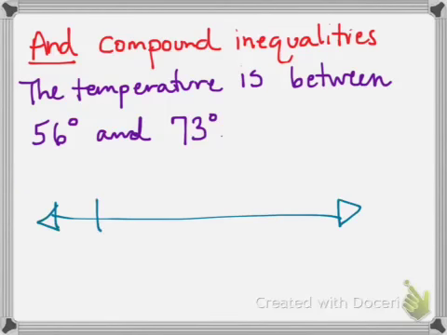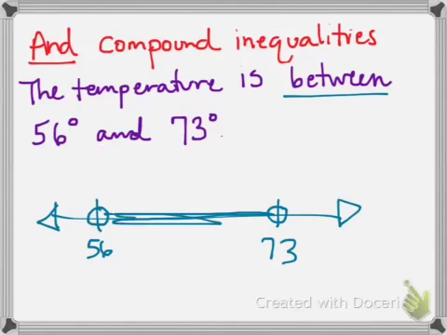If I were to graph this situation, it would look something like this. So I plot 56 and 73, and I'm going to use open circles at both because it just says between. It doesn't say is or at least 56 or 73. It says between. So any value that is in between 56 and 73 will make this situation true. So our graph ends up looking something like this.